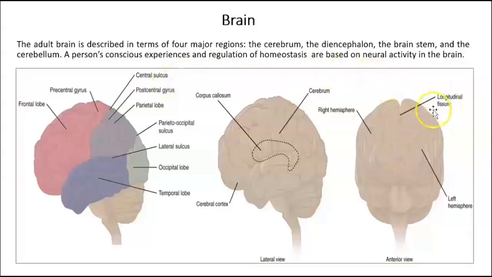This is called the longitudinal fissure, and the longitudinal fissure is going to divide your brain in two hemispheres. This is going to be the right hemisphere, and this other side is going to be the left hemisphere. Not only that, but the brain can also be divided in lobes.